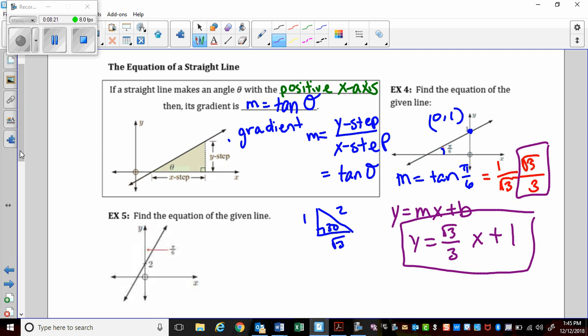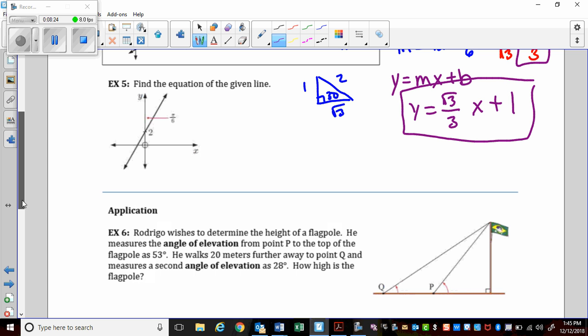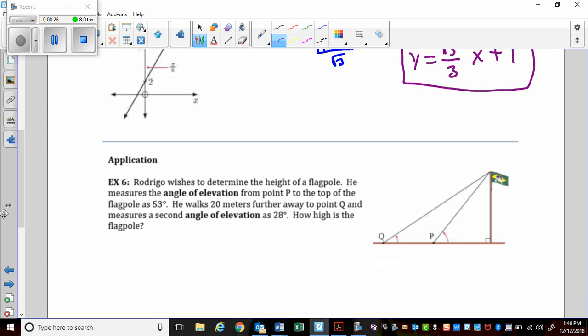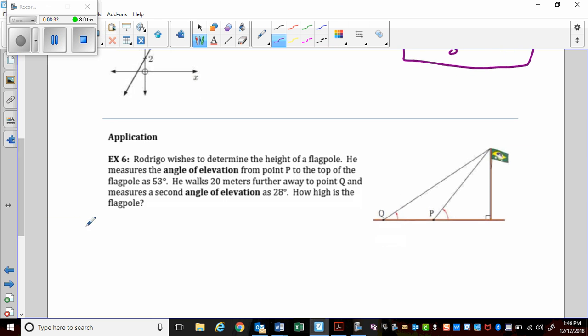I want you guys to try number 5. Try it out. So this one is going to be an application problem. This is our real world example.